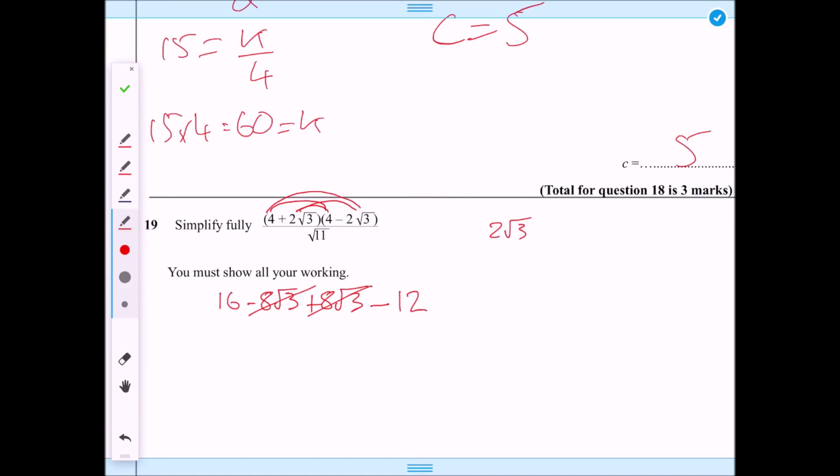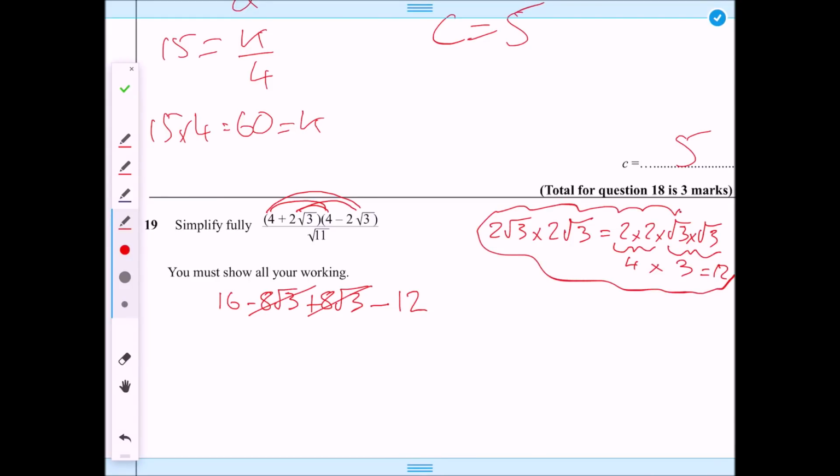So I'll just put that up there in case you struggle with that. That's just the same as 2 times 2 times root 3 times root 3. This is 4, this is 3, so you get 12. So as you can see, it simplifies down to just being 4 on the top, which is really, really good. And on the bottom, we've still got that root 11. Don't forget to write that root 11 over there as well.